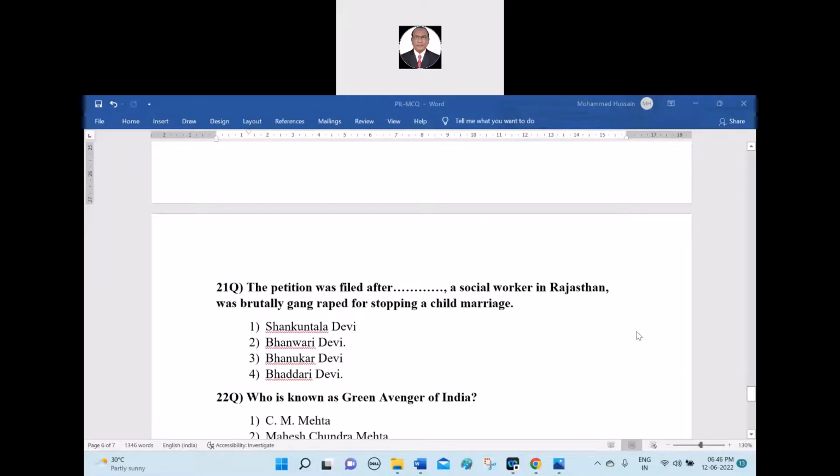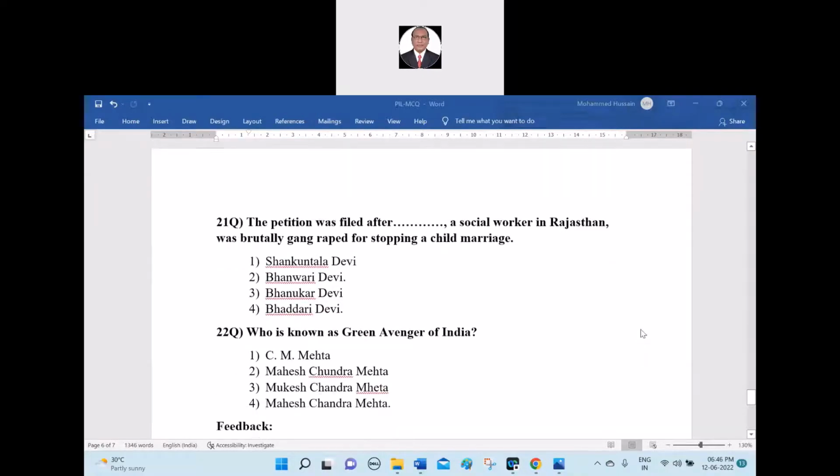So next is the 22nd question. Who is known as the Green Avenger of India? Number 1, CM Mehta. Number 2, Mahesh Chandra Mehta. Number 3, Mukesh Chandra Mehta. Number 4, Mahesh Chandra Mehta.